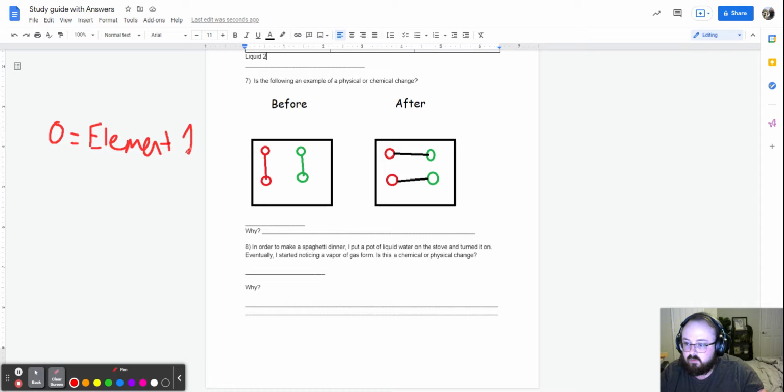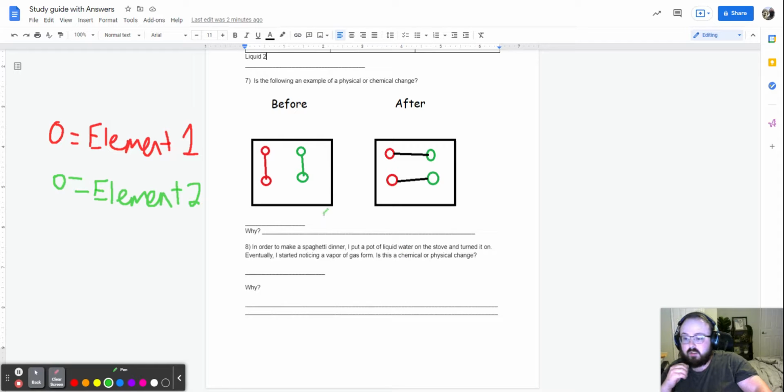This equals element 1, green equals element 2. So, we start out with a pure element, and they're connected, element 1 and element 2, and we end up with two compounds. A compound that has one atom of element 1 and one atom of element 2.